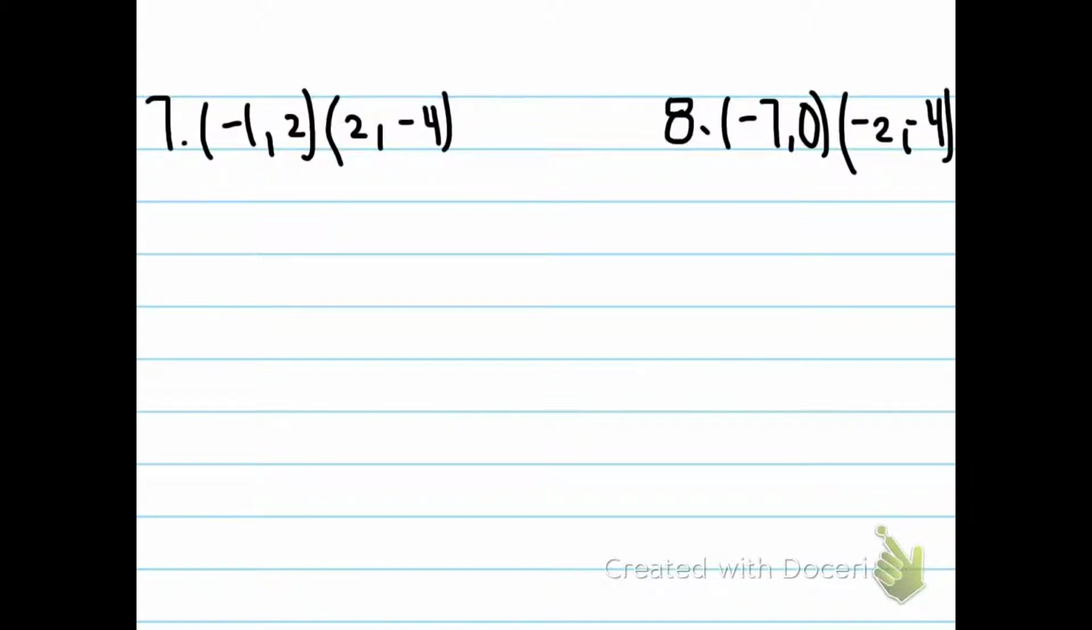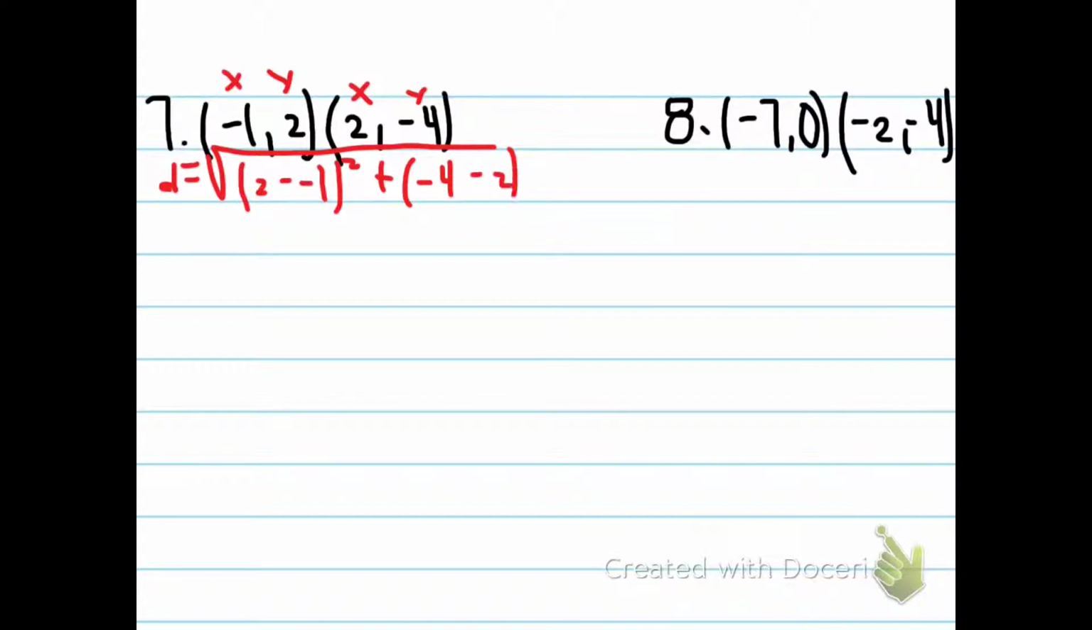So we're going to just plug in the numbers because we already have the coordinates. So x, y, x, y. So d equals the square root of, so our x's are 2 and negative 1, plus negative 4 and 2. So this becomes plus plus, so 2 plus 1 is 3, 3 squared is 9, plus, this becomes plus a negative, so negative 4 plus a negative 2 is a negative 6, so negative 6 squared is 36.